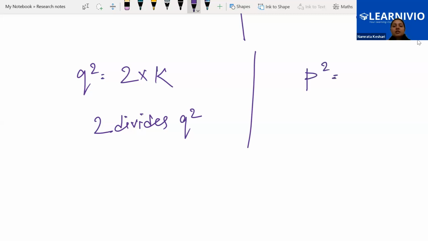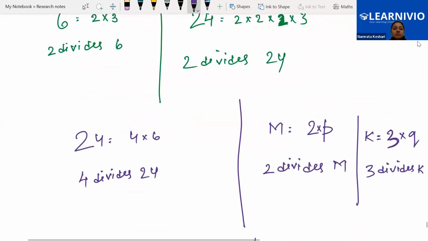Similarly, let's say we are having p square is equals to 3 into q. What can be written over here? Please tell me. 3 divides p square. Exactly, 3 divides p square. Completely, 3 can divide p square completely. Even if we are not writing the word completely, then also we need to understand it is completely divisible. Okay, so this much is clear.